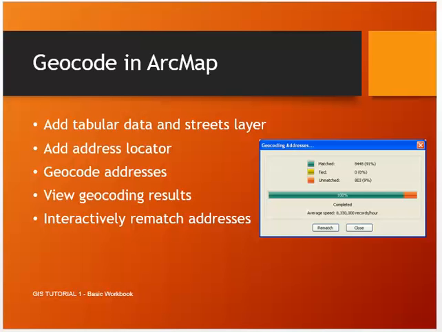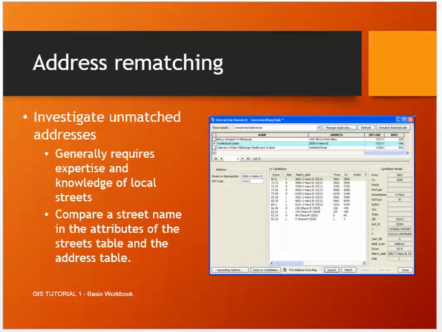You'll get a little status box as it runs there on the right hand side, telling you how many of your records have matched and what percentage that portion of your data table represents. And then it'll tell you when it's finished. And then you can click on that rematch button to interactively rematch any unmatched addresses.